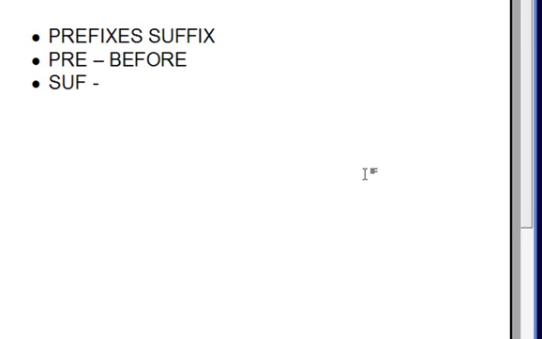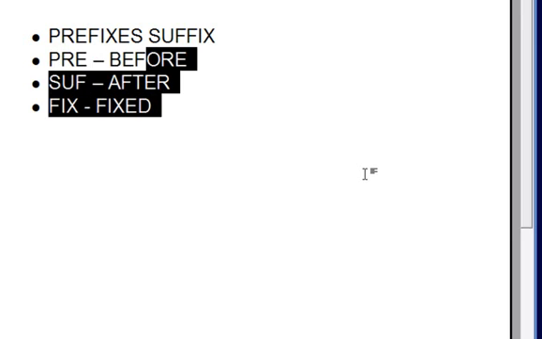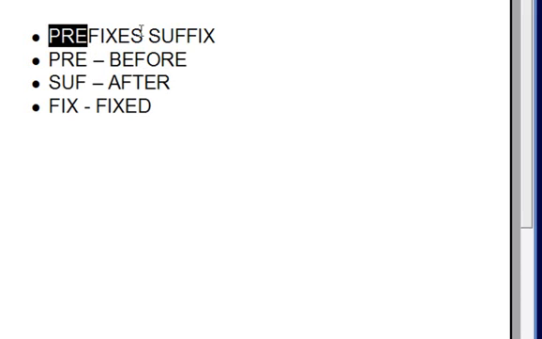Now, what is a prefix? And what is a suffix? Note that the words prefix and suffix themselves have prefixes and suffixes. Pre meaning before, and suf meaning after, fix meaning something that is fixed. So the prefix is what begins a word, so in the word prefix itself, pre is a prefix, and in the word suffix itself, fix is a suffix.